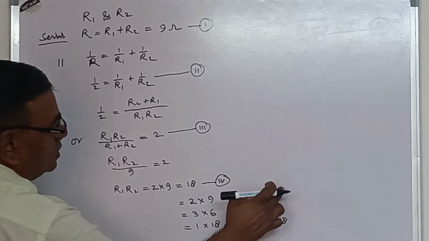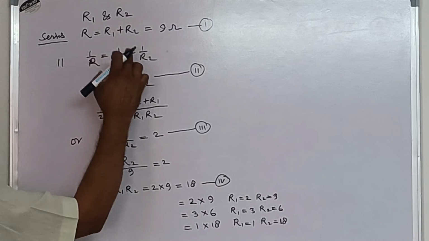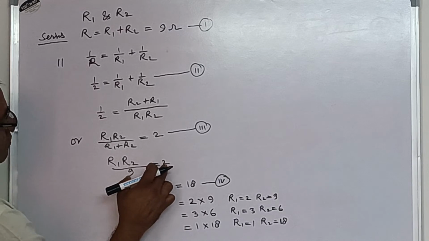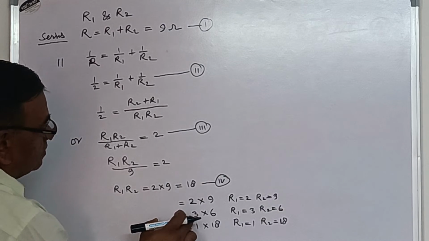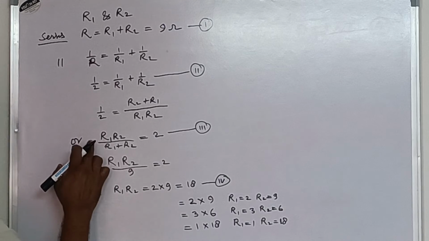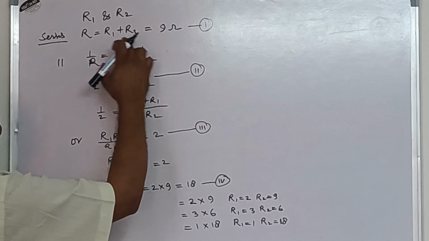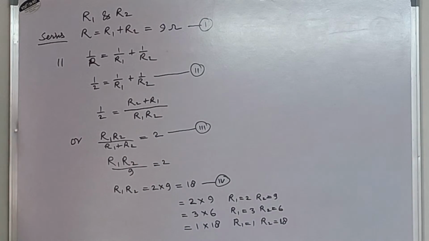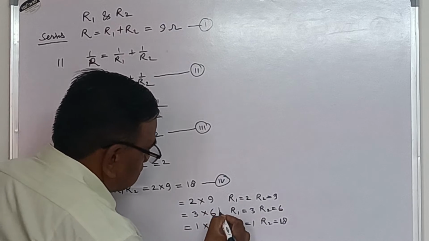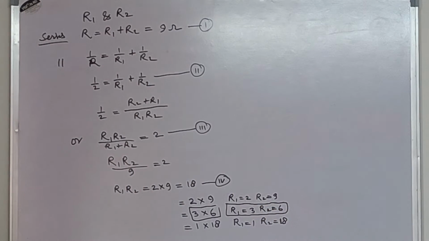So these values of R1, R2 satisfy the parallel combination, lekin aapko dono statement dekhna hai. Here, this is true for R1 is equal to 2, R2 is equal to 9. For this value R1 3, R2 6, this is also true for this formula. For this parallel combination, this is also true. But these values should satisfy this equation also. R1 plus R2 should be 9. So this middle value, R1 is equal to 3, R2 is equal to 6, this one satisfies this one. This one is true for both combinations, parallel and series.